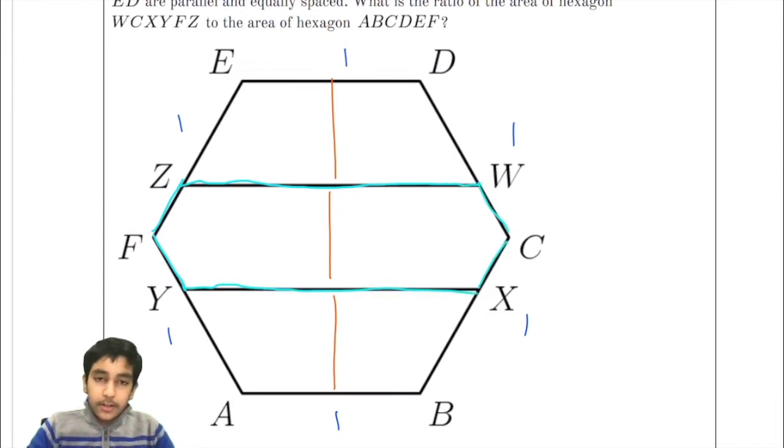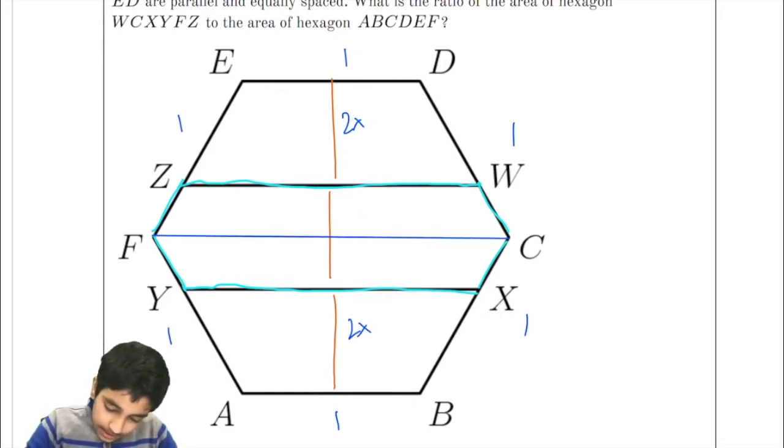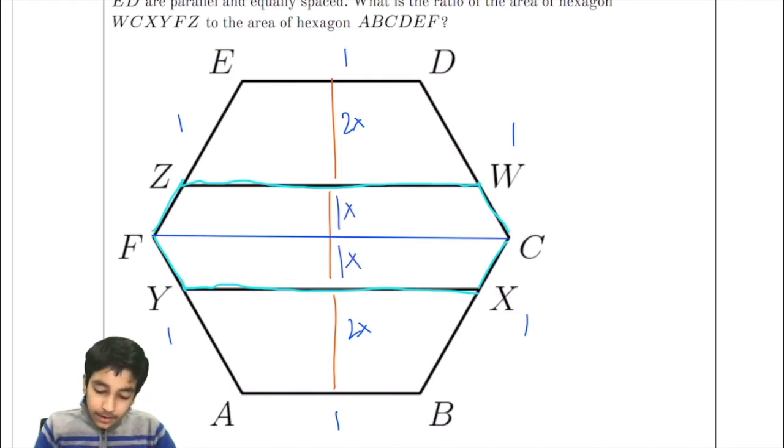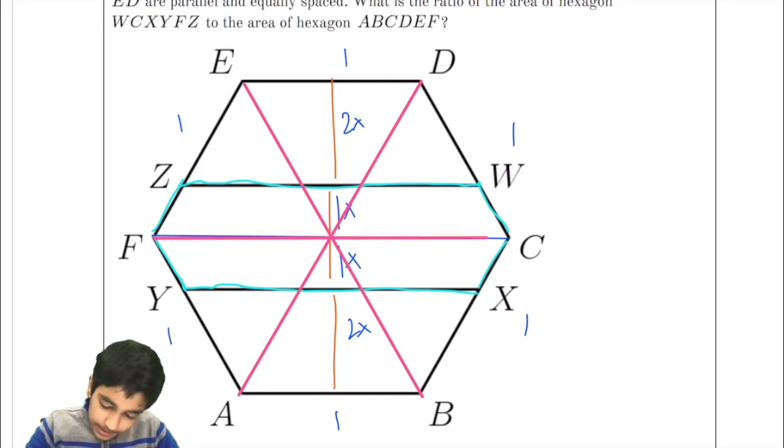So in order to find the area of this region, how can we do it? Well, let's call these lengths all 2x, 2x, and 2x. If we draw this line here, this part will be x, and this part will be x, right? Now a very special property about hexagons is that you can divide them into 6 equilateral triangles. So we can draw these lines here, and divide it into 6 equilateral triangles, right?